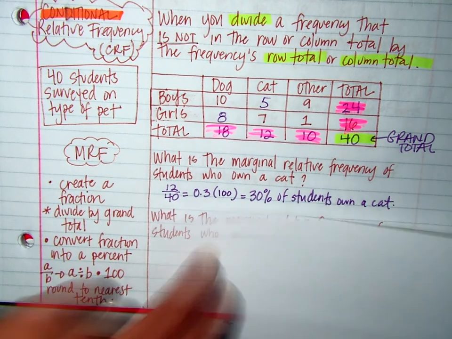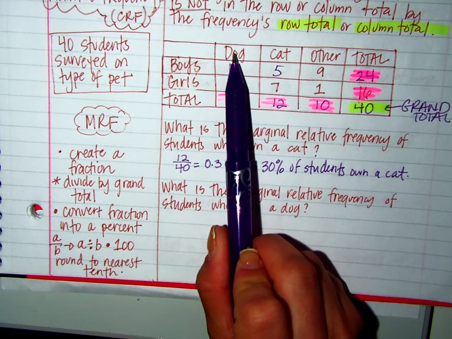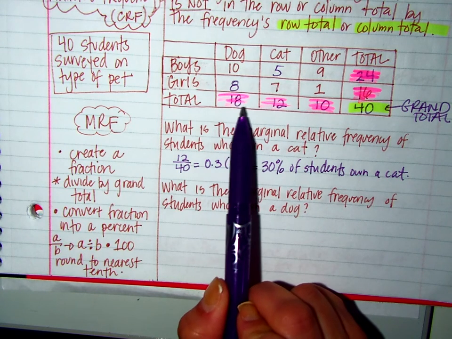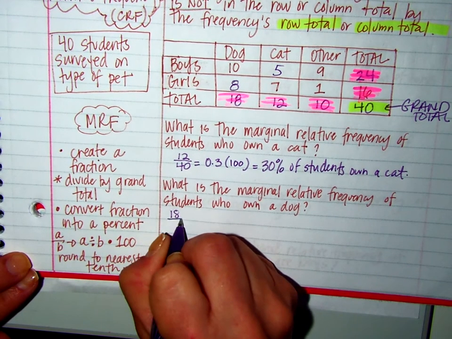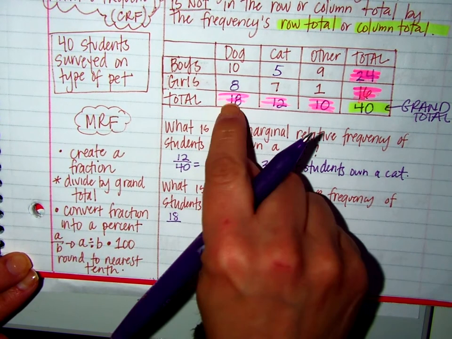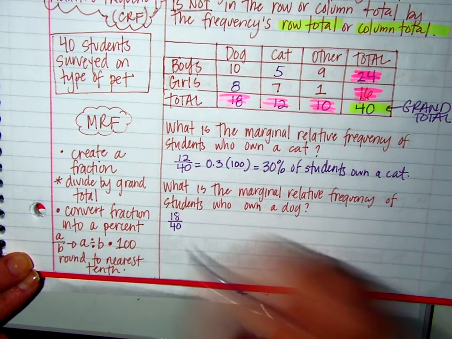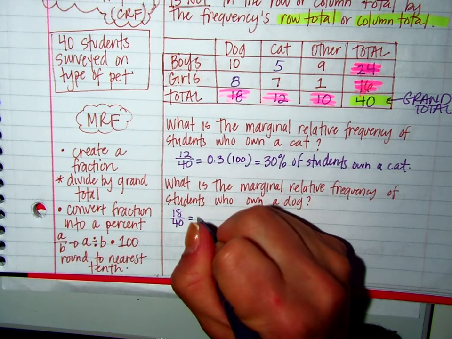Now, I want you to try the next one. Now we're saying, what is the marginal relative frequency of students who own a dog? So we're going to go to the dog category. How many people own dogs? And that means we have 18 total people who own dogs. So we're going to write that down. We want to create that fraction, so we need to divide by the grand total. In this case, out of 40 people, 18 of them have a dog. So we're going to say out of 40. Now take your calculator and divide 18 by 40. And we're going to get 0.45.